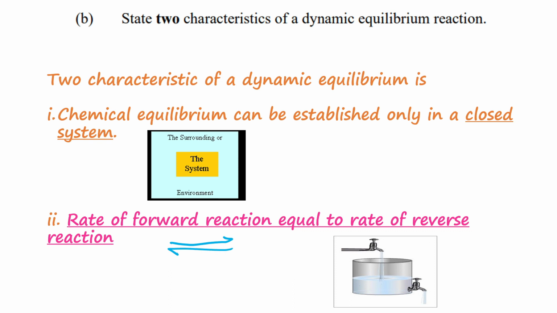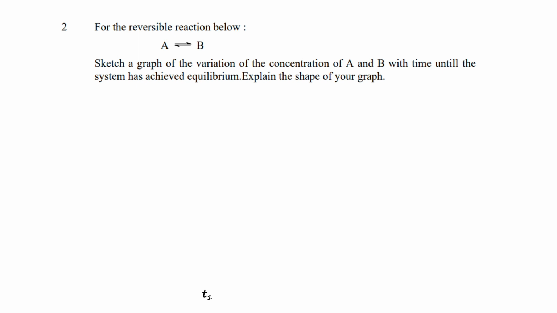Alright, so we proceed to the next question, question number 2. For a reversible reaction below, sketch a graph of the variation of the concentration of A and B with time until the system has achieved equilibrium. Explain the shape of your graph. Okay, so dia suruh kita sketch the graph. Jadi bila kita nak sketch the graph, the first thing yang kita mesti lukis ialah apa? We must draw axis. Okay, y-axis and x-axis. So y-axis is for concentration, manakala x ialah untuk time, masa.